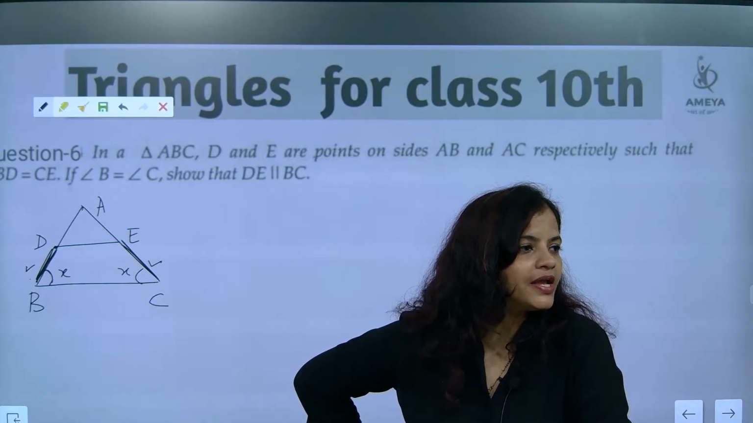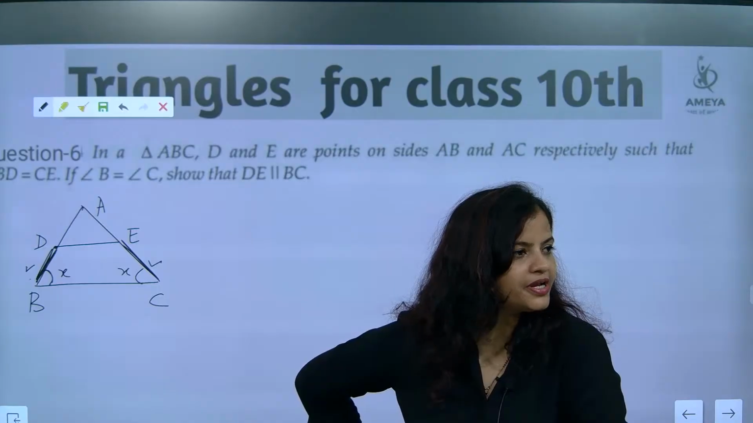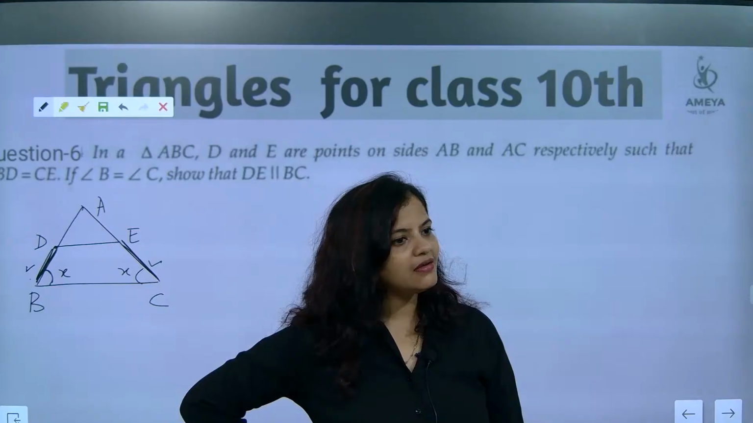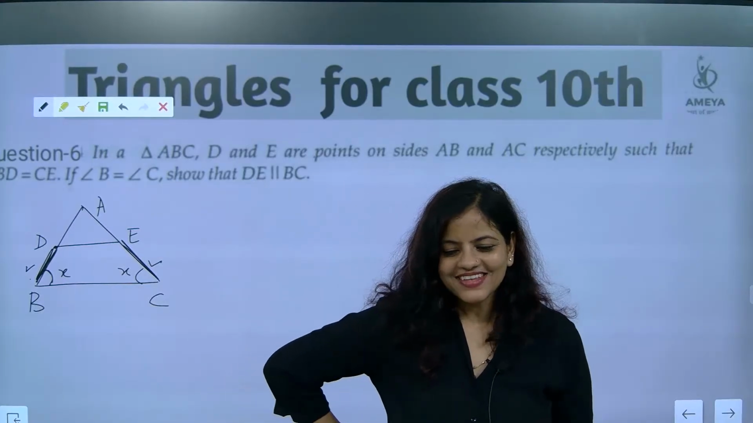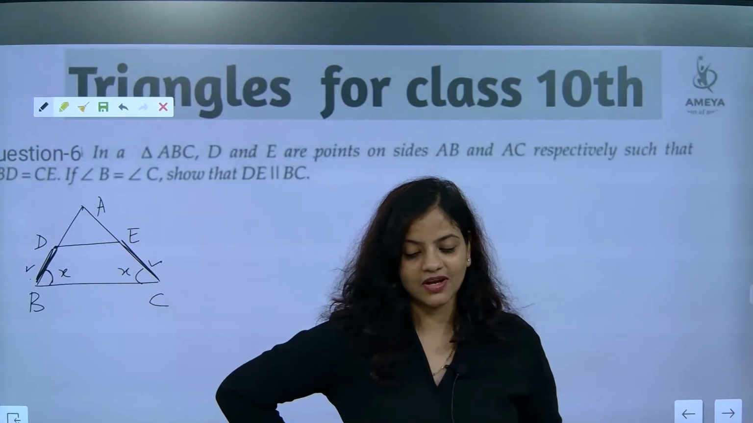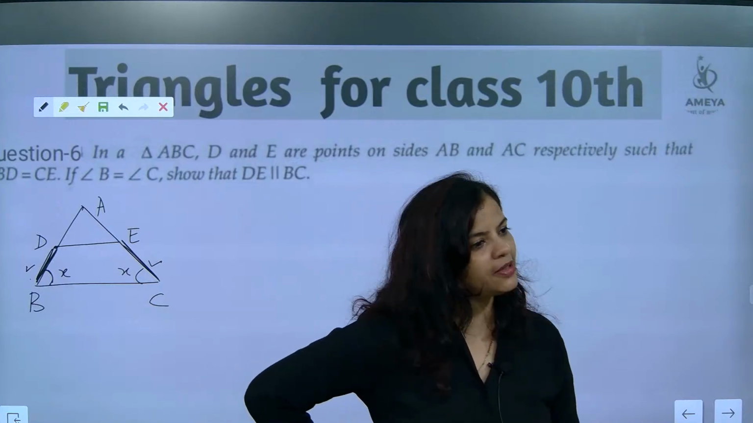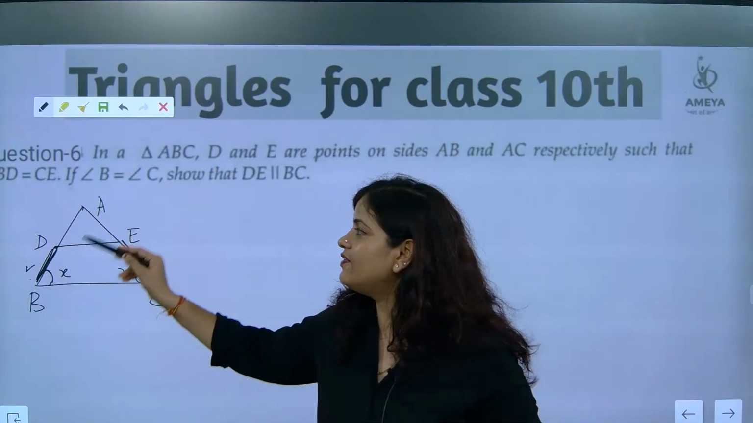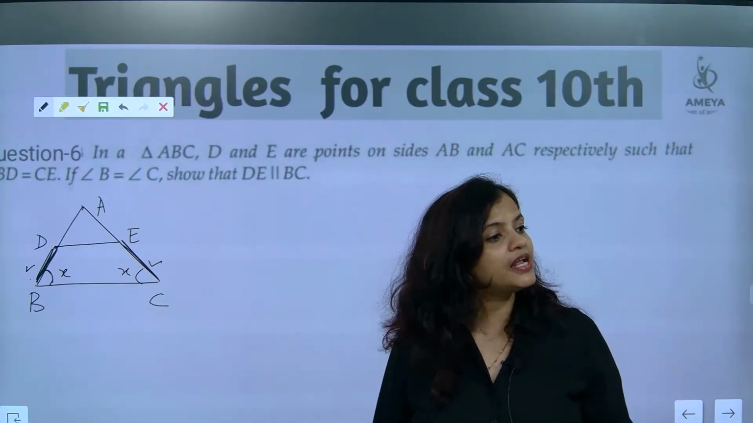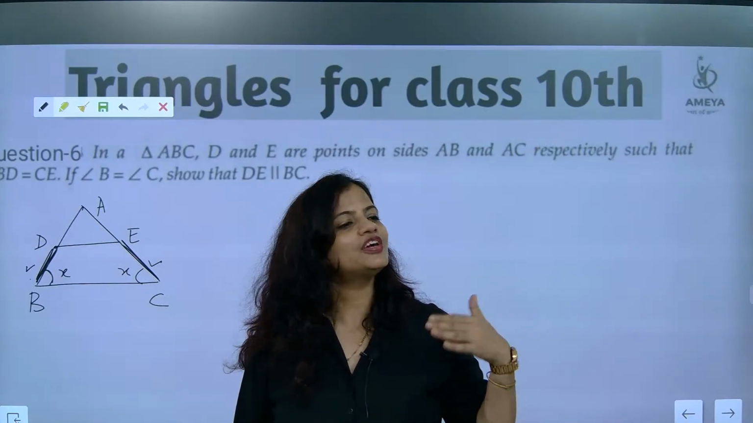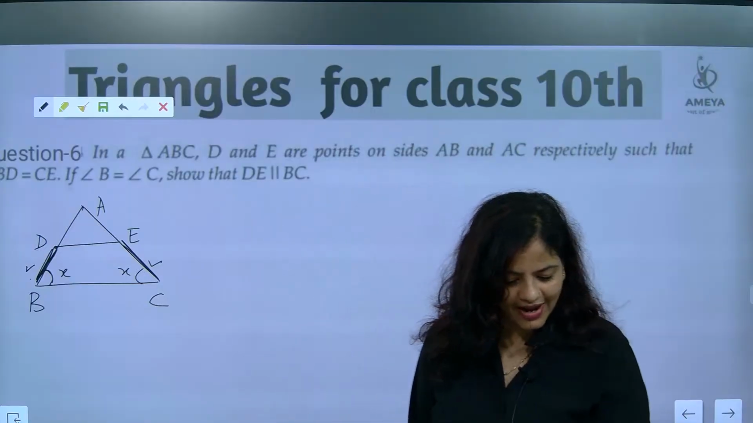Now, beta, understand one thing. Angle B is equal to angle C, given. So, you know one theorem. What is the theorem, beta? Sides opposite to equal angles of a triangle are equal. Super. Then what are you going to write? AC is equal to AB. If angle B is equal to angle C, that means this side will be equal to this side, by the theorem: sides opposite to equal angles of a triangle are equal.